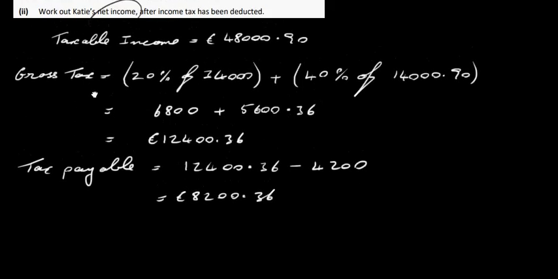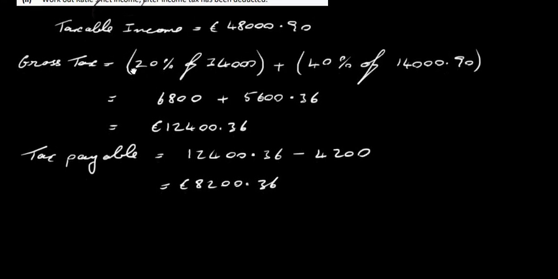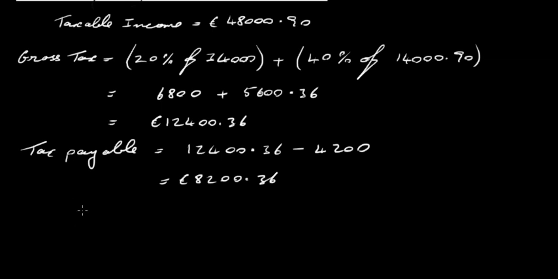Now we were asked to work out Katie's net income, the income that she actually takes home. So in this particular case, we would take her taxable income, which is 48,000.90 minus 8,200.36. We've got to take away her tax payable, or her net tax. And when we do this, we get 39,800.54.